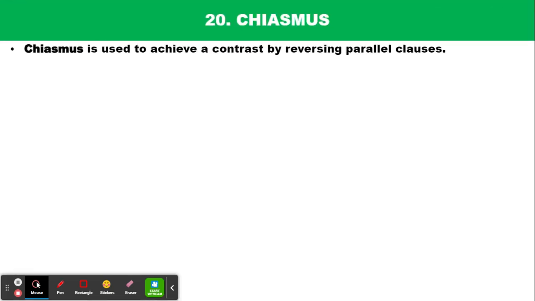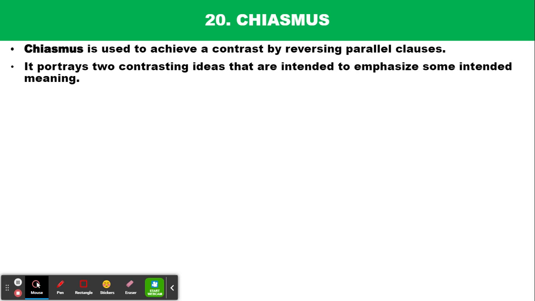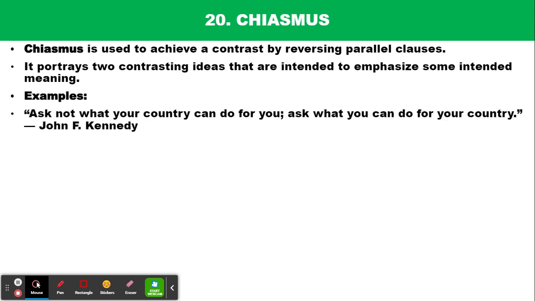Number 20, chiasmus. Chiasmus is used to achieve a contrast by reversing parallel clauses. You know, you reverse the parallel clauses. We are going to look at examples. What chiasmus does is to portray two contrasting ideas that are intended to emphasize some intended meaning. Okay? For example, ask not what your country can do for you, ask what you can do for your country.